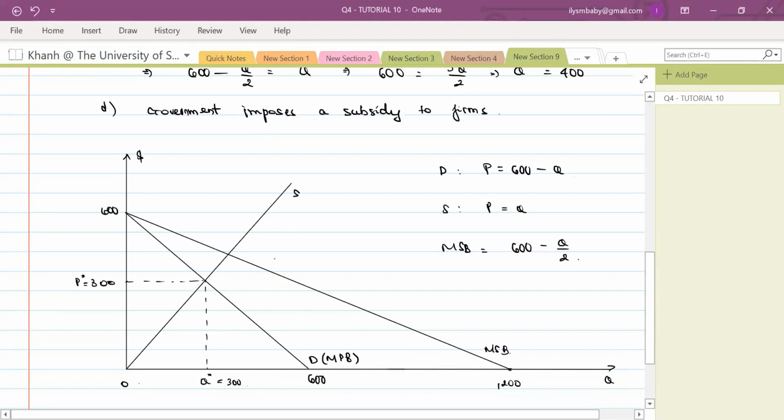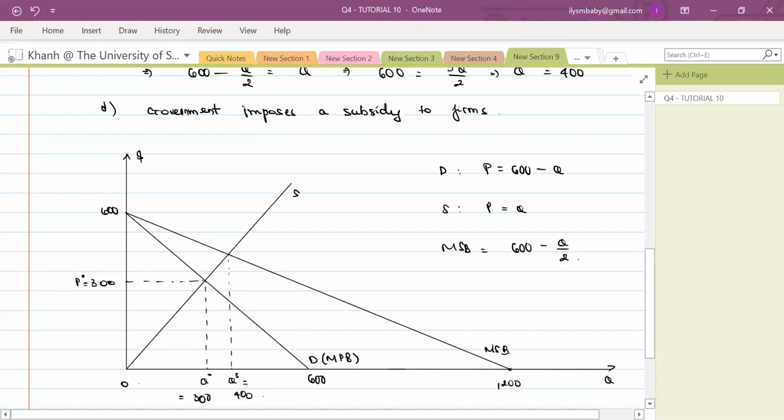The socially optimal level of output is at the point where marginal social benefit intersects the supply curve. It cuts the supply curve at this point over here. So this is how much education the society should be producing, which is QS equal to 400, as we found earlier.